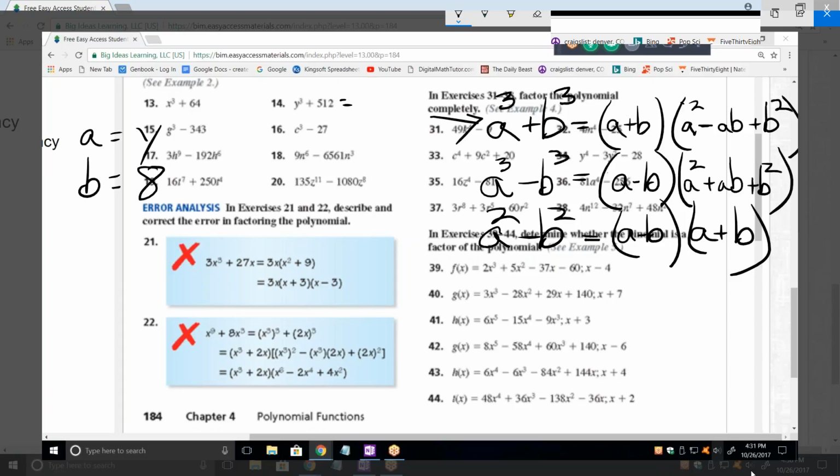Now factor that, knowing what A and B are. Okay, so y plus 8, and then y squared minus 8y plus 64. Okay.